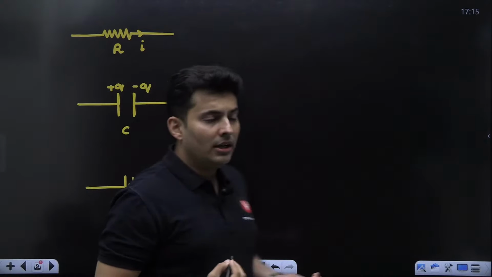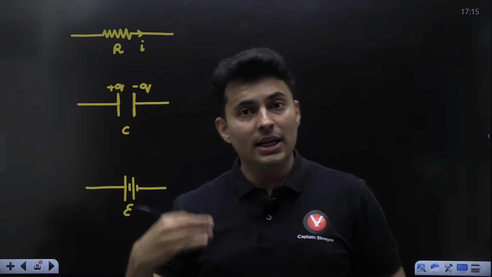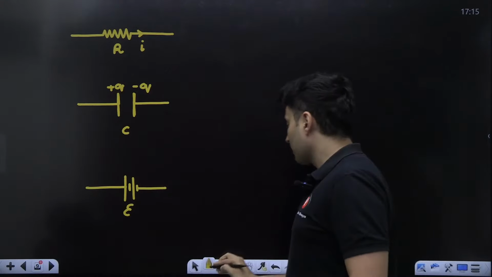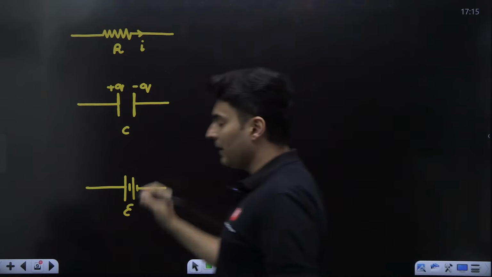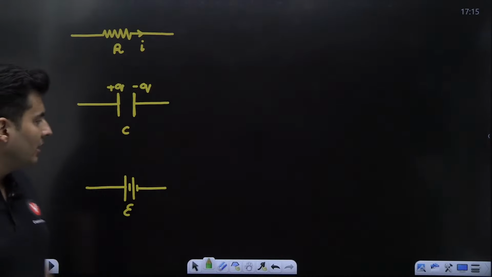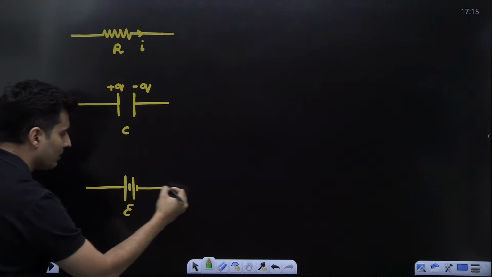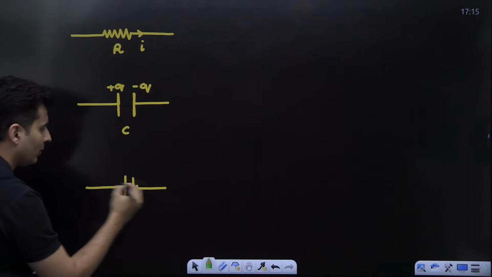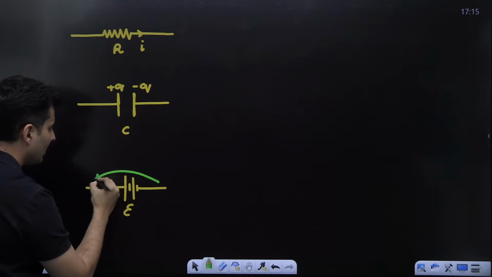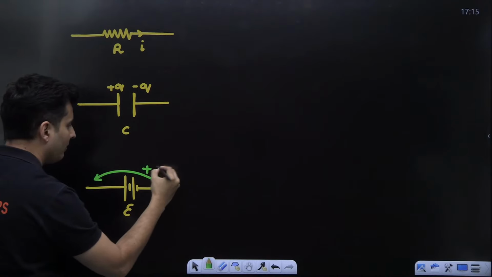Whenever you encounter a device, the voltage can either drop or increase. In the case of a battery, say for example, if one goes through this battery from this point to this point, you are going from the negative to the positive terminal. So there will be a jump of plus E.